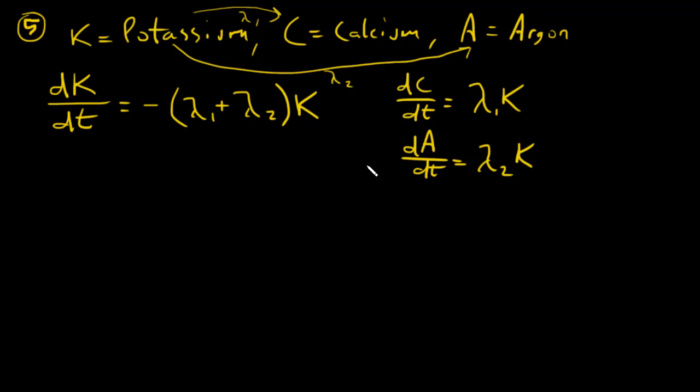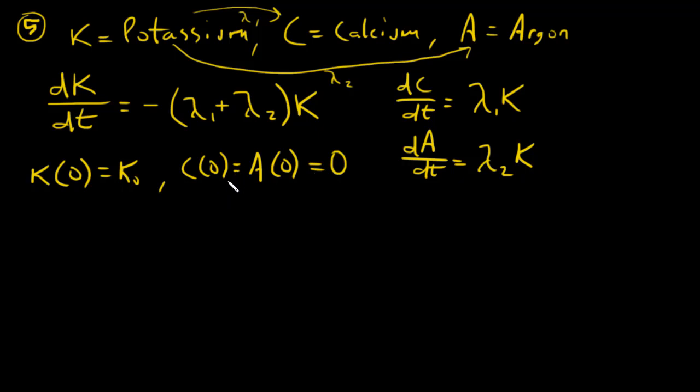Only thing that we're going to have, let me make sure that's correct. Alrighty, so we're going to say, kind of like we did on the last problem, that the amount of potassium at time equals 0 is K naught, and we're going to start with 0 for the amount of calcium and argon. So the initial conditions are K at t equals 0 is K naught, and C at t equals 0 is equal to A at t equals 0. Both of them are equal to 0. Alrighty? So here we go.